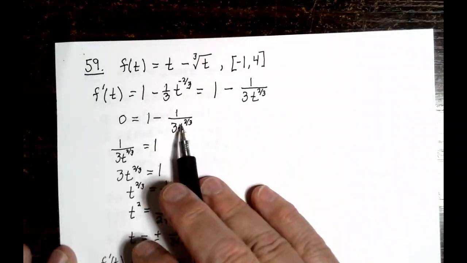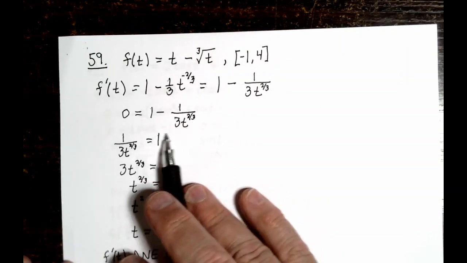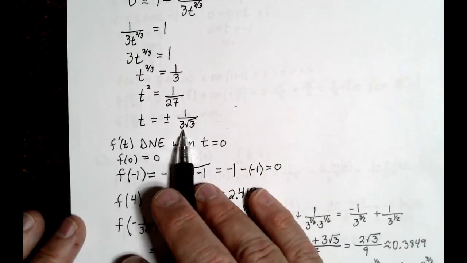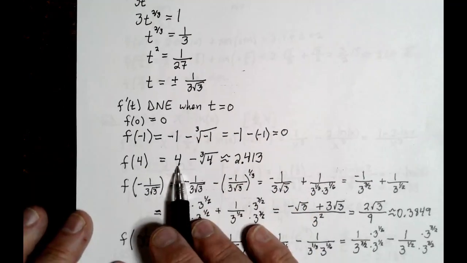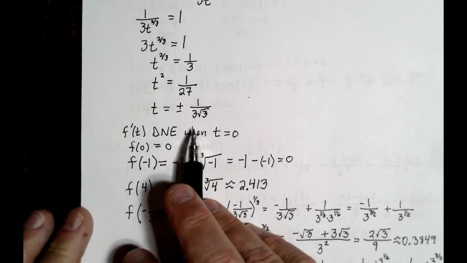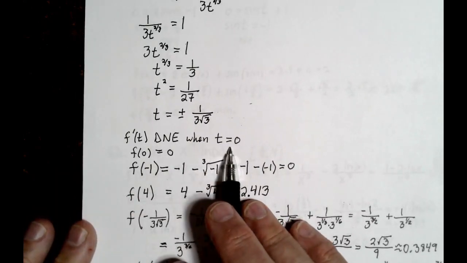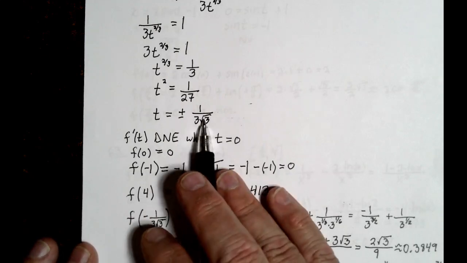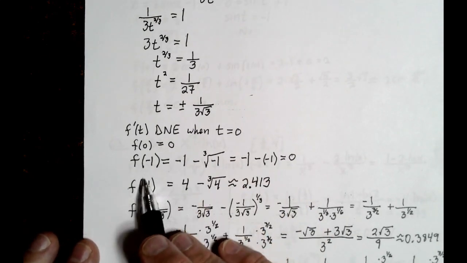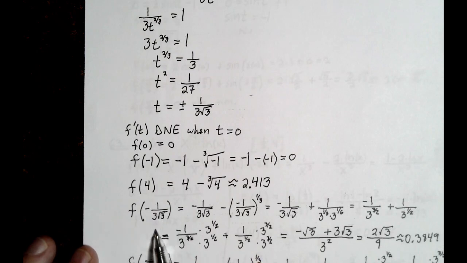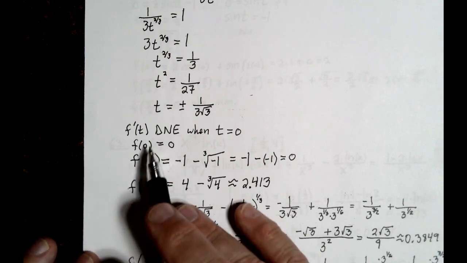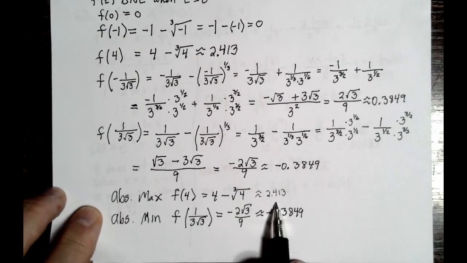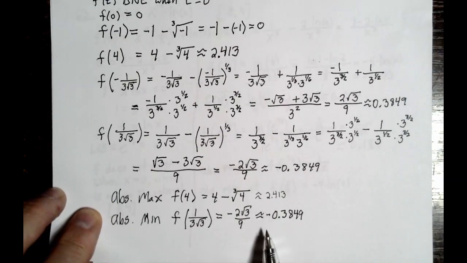This one, you take the derivative, solve it for t, you end up with t equals plus or minus 1 over 3 root 3. Notice the first derivative does not exist when t equals 0, so that's a possible critical number, as well as these two. So you check your endpoints of minus 1 and 4, you check your two critical numbers as well as 0, and you pick the absolute min and absolute max, max and min.